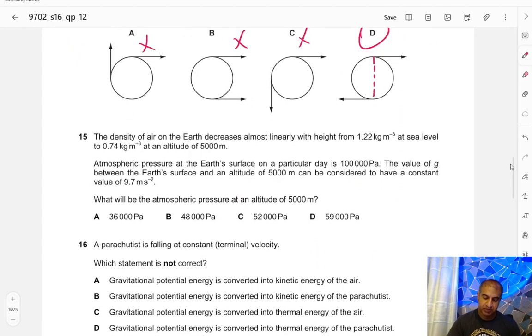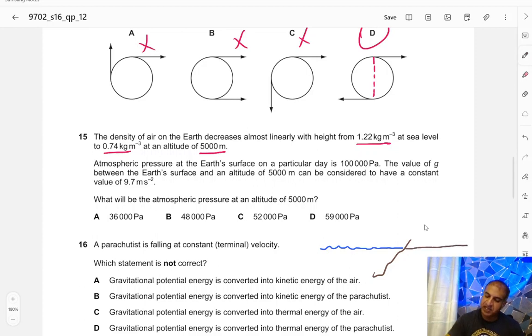The density of air on the earth decreases almost linearly with height from this value at sea level to this value. So we are just going to assume that it is a linear change at an altitude of 5000 meters. That means I need to draw a diagram first. Let's just look at this. First of all, let me draw a scene over here. This is the land, and this is my sea level. And above sea level, let's just draw something over here.